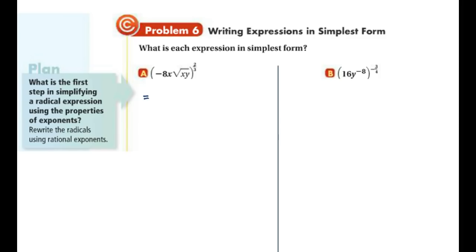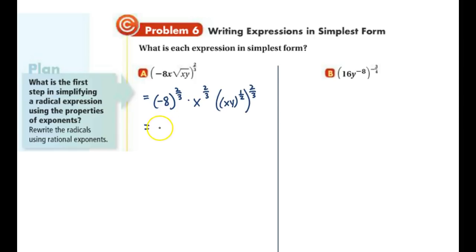In our last example, we are given a couple expressions where we need to write them in simplest form. What's the first step in simplifying a radical expression using the properties of exponents? We want to write the radicals using rational exponents. So I'm going to write this as negative 8 raised to the 2/3 power. So I'm sharing the exponent 2/3 with each of the terms inside. And I'm going to write times x to the 2/3. The next part, the square root of xy, can be written as xy to the 1/2 power, and we're raising that to the 2/3 power as well.